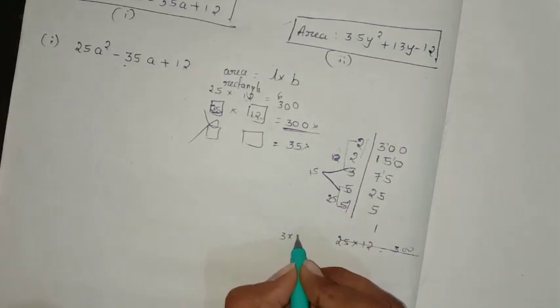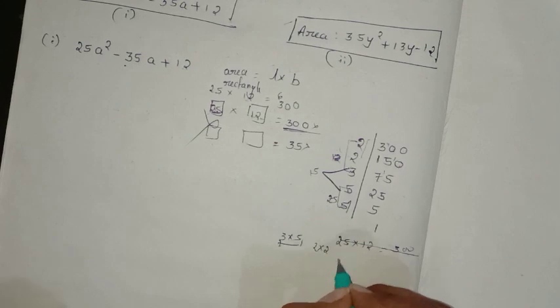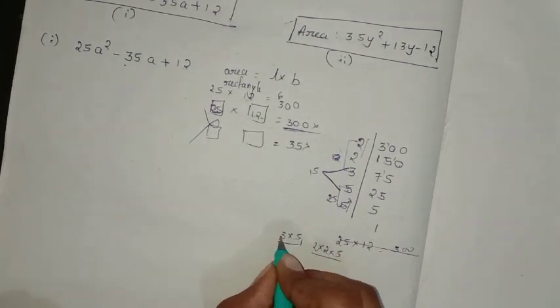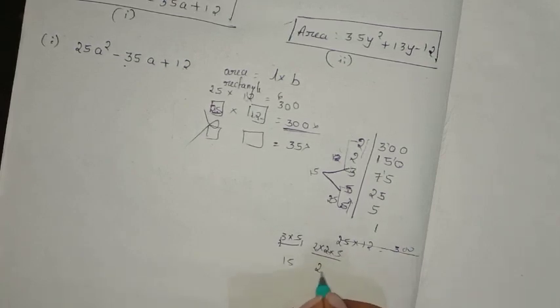So 3 into 5, one term we will take, and another one is 2 into 2 into 5, this one term is remaining here. So 5 3s are 15, 2 2s are 4, and 4 5s are 20. That means two terms we got: 15 and 20.